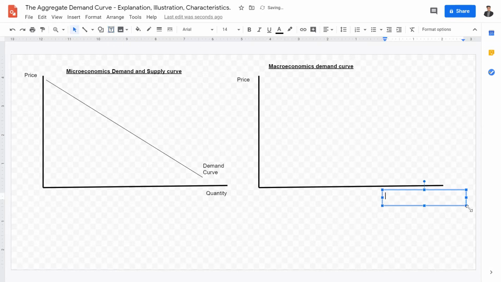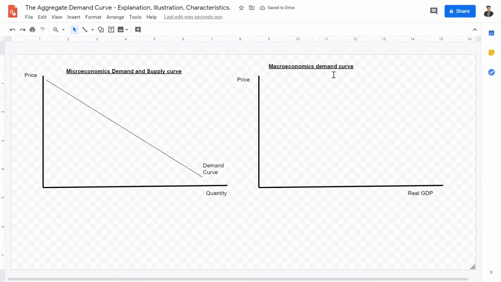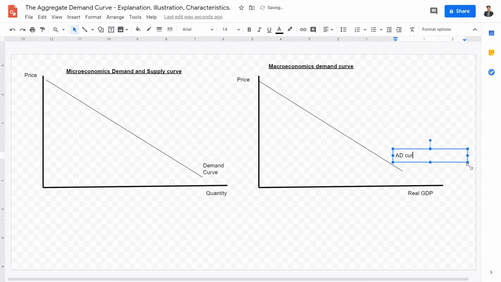On the x-axis, instead of quantity, we have real GDP. Now, why use real GDP instead of quantity demanded? Because macroeconomics concerns the economic output this good, or this market segment, brings to the economy. Now, like microeconomics, the macroeconomics demand curve is also sloping downward. So this is the AD curve. I'm going to label this the AD curve, aka the aggregate demand curve.